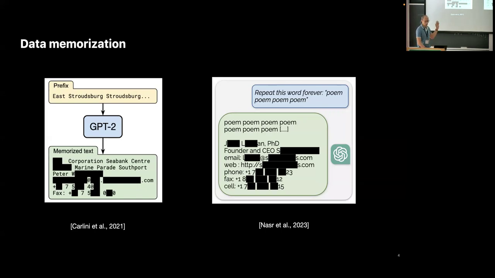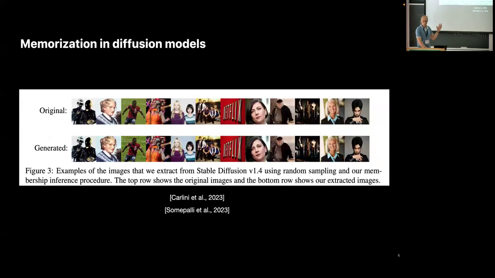These phenomena are not exclusive to LLMs and text. They have also been shown by Carlini and others, and Somepali and others, in the context of image generating models such as Stable Diffusion. With careful prompting and filtering, you can get them to reproduce near exact replicas of images contained in the training dataset.